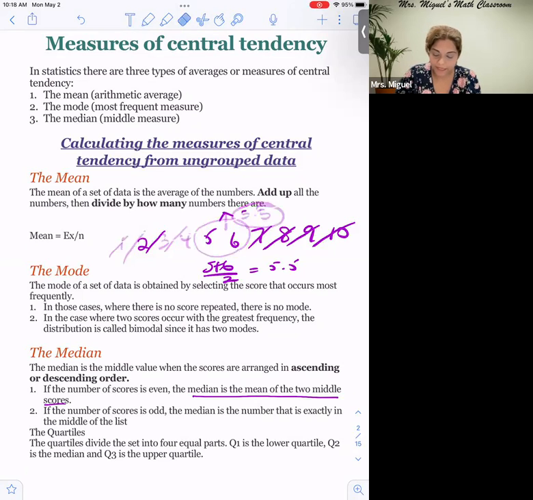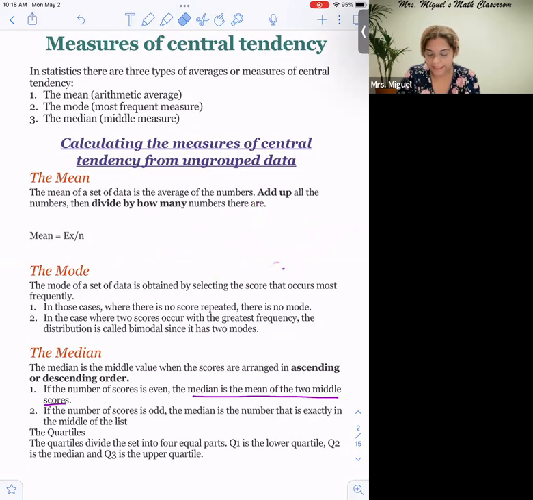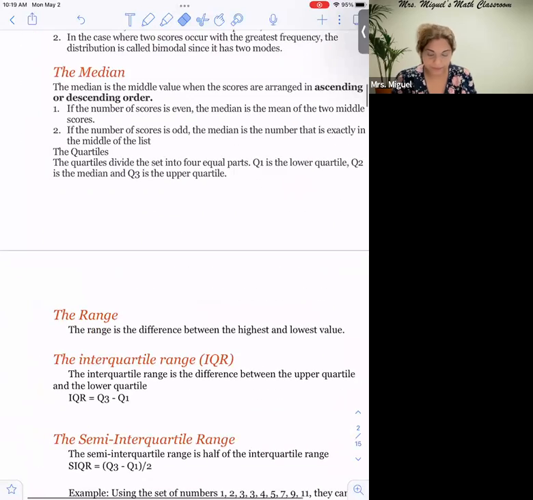So that is something we should know. If there's an odd set of data, the median lies exactly in the data set. And if there's an even set of data, it simply means we have to find the mean, which is the average of the 2 middle values. All right, so let's continue.